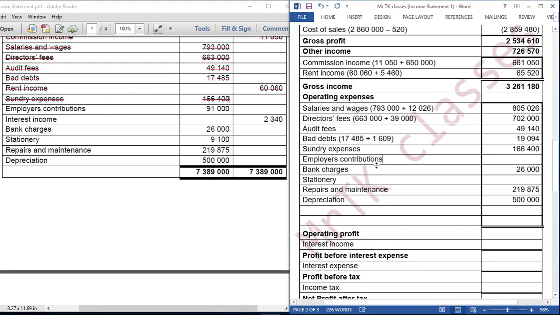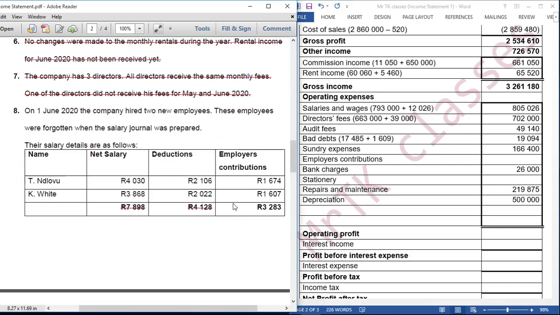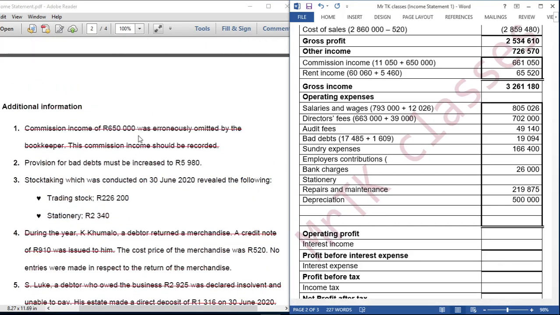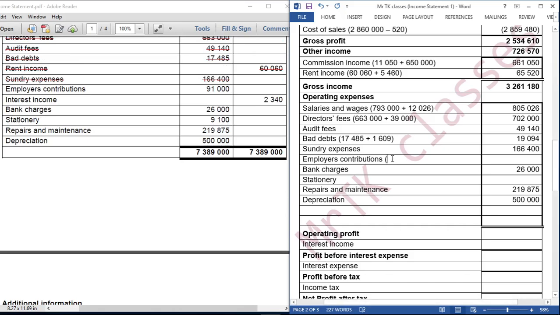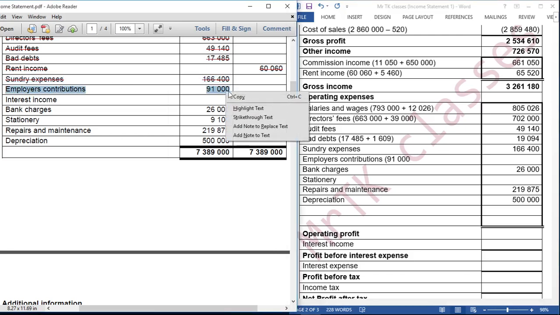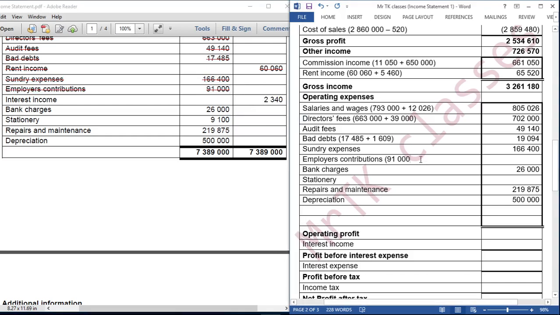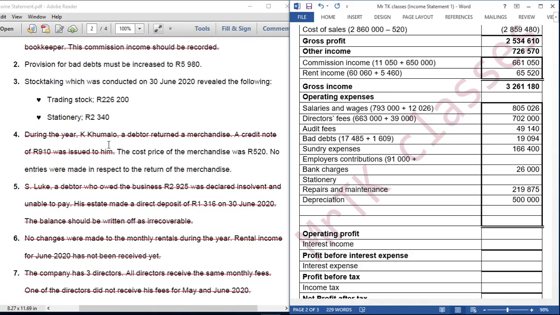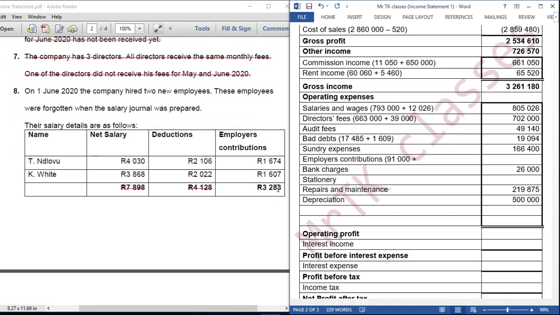Employers contributions. All right, so remember we have those two employees and we have employers contributions that are related to these two employees, and these employers contributions were not included in this amount that we are seeing here, 91,000, because these two employees were left out of the salaries journal. So even the employer's contributions that are related to them were also left out. And what is the amount? 3,283. So now we can cancel this whole thing.